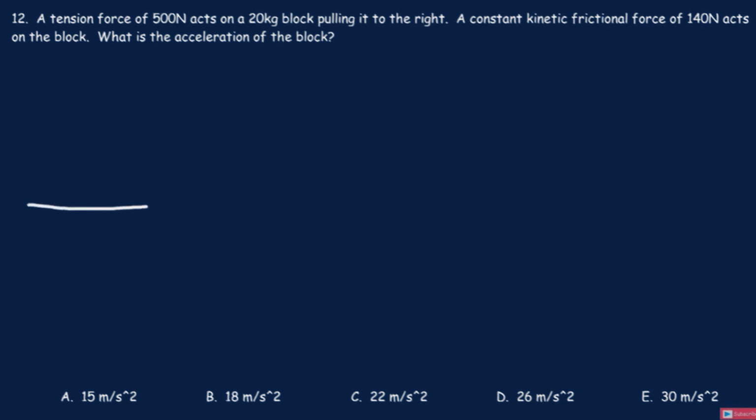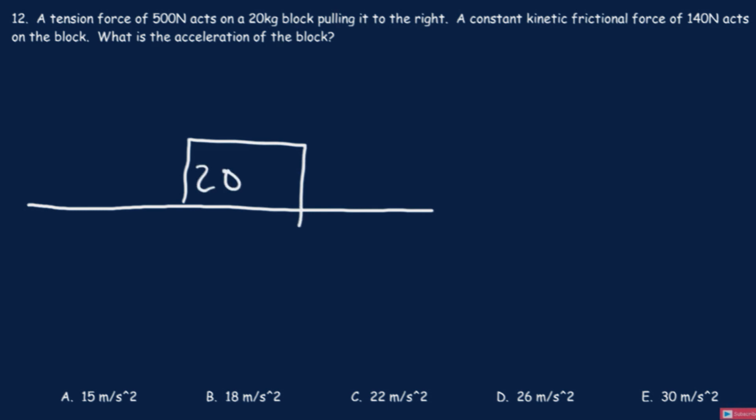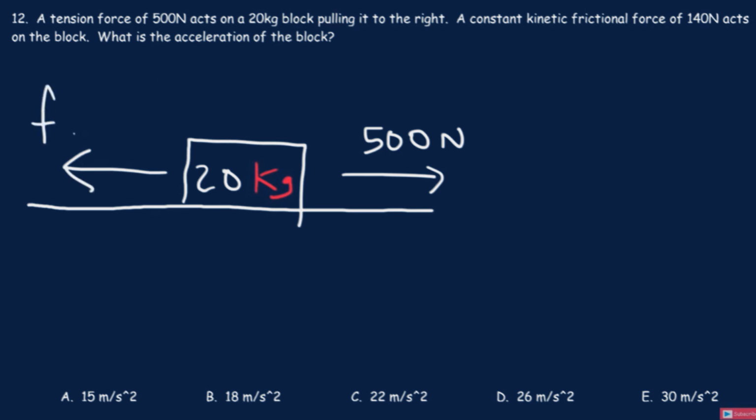So let's say this is the block, and we are going to pull it to the right with the rope. So the tension force of 500 newtons acts on the block. When the block slides on the surface to the right, there is going to be a constant kinetic friction force, which I am going to call Fk, and that's going to be 140 newtons.